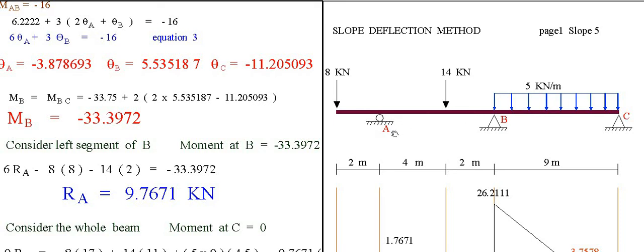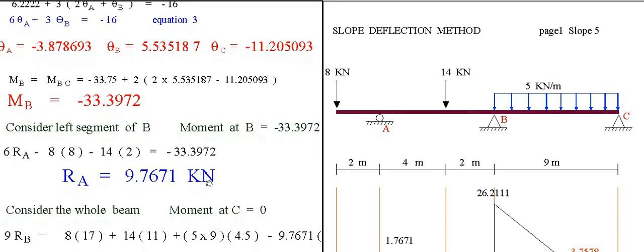Then RA times 6, going upward, then minus 8 times distance of 8, then minus 14 times 2, then equate that to minus 33.3972. We have only one variable, RA. Then simplifying, RA is 9.7671.